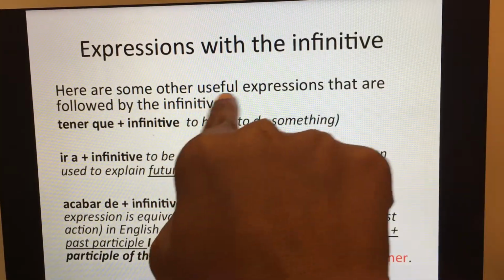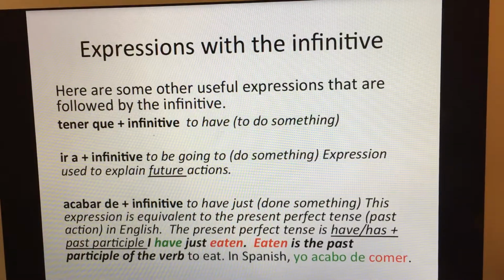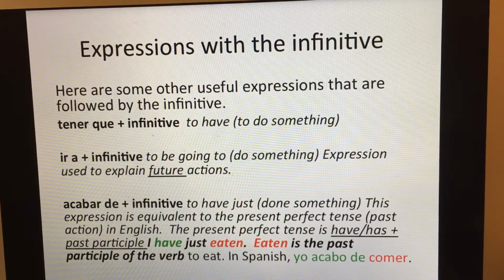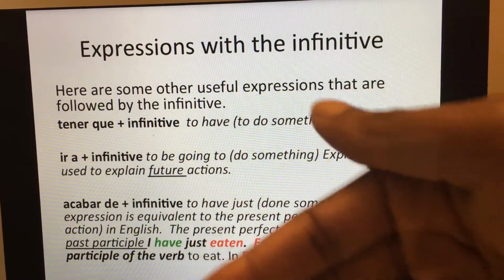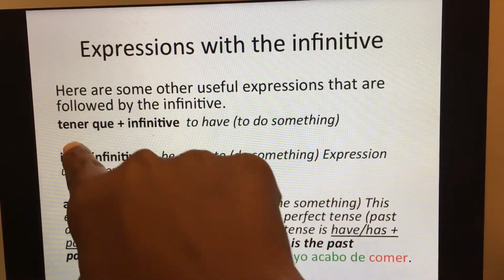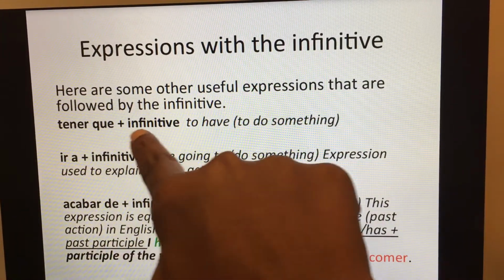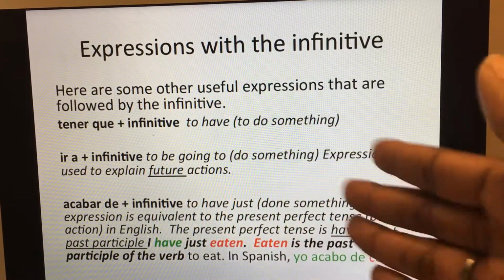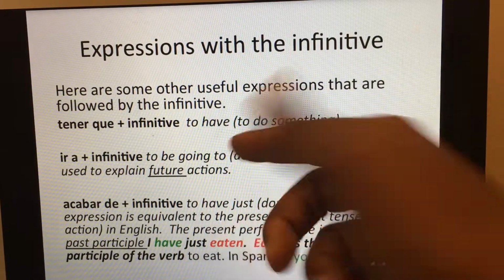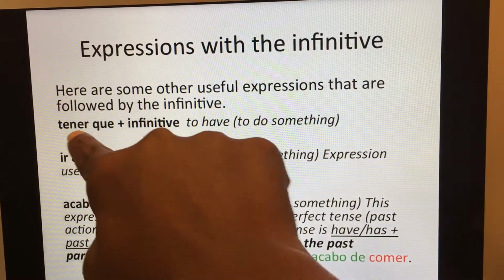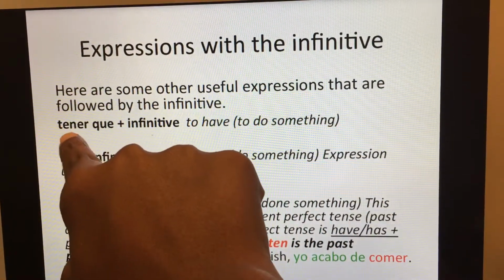Here are some other useful expressions that are followed by the infinitive. Now, this has to be memorized. This is not something that you can translate literally from English to Spanish or Spanish to English. So, tener que means to have, not meaning that you possess something, but you're going to use this expression, tener que, and the infinitive to say what you have to do. We all are obligated to do something. So, that's when you're going to use this expression, tener que, but you have to conjugate the verb tener.